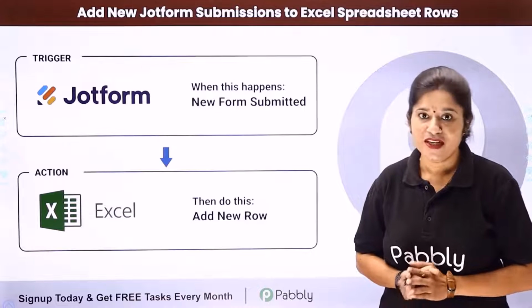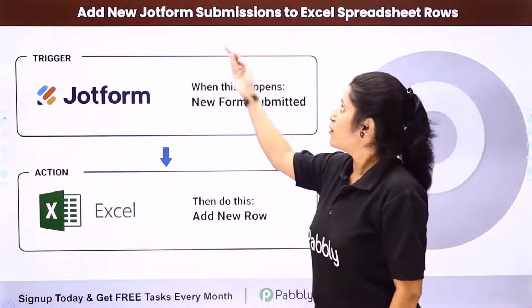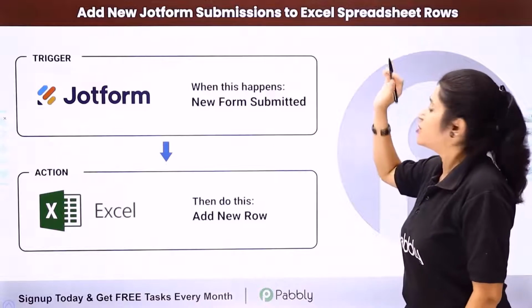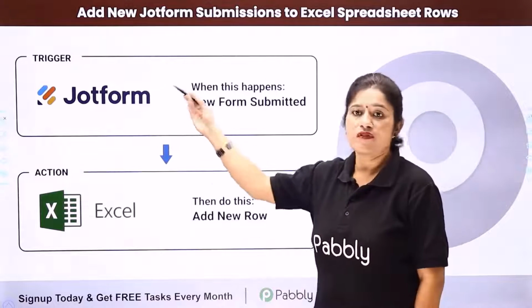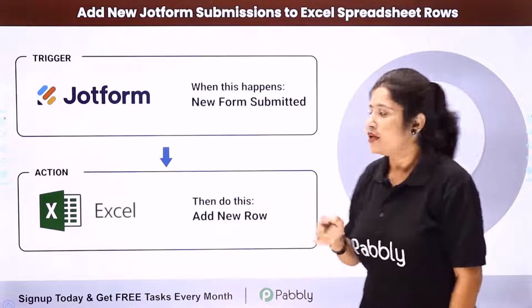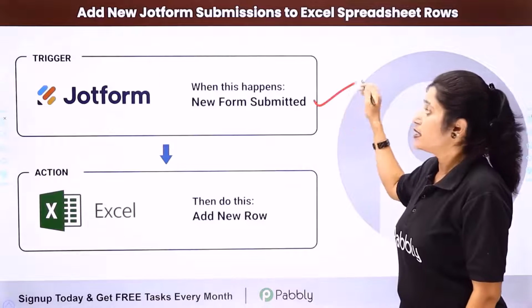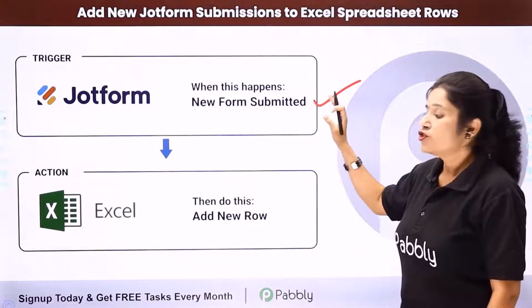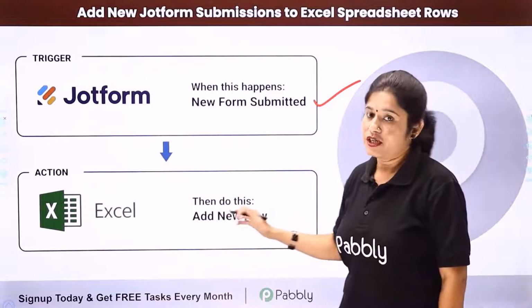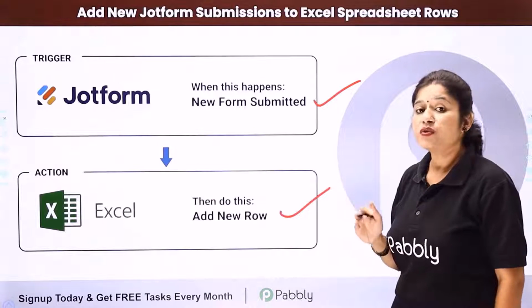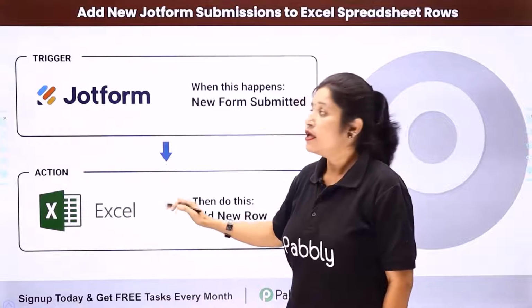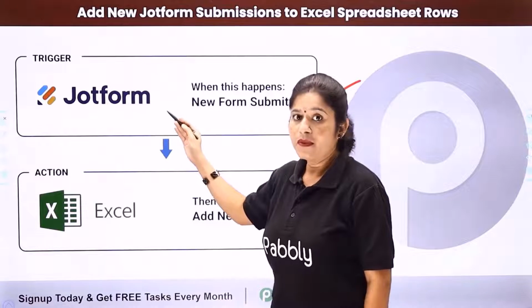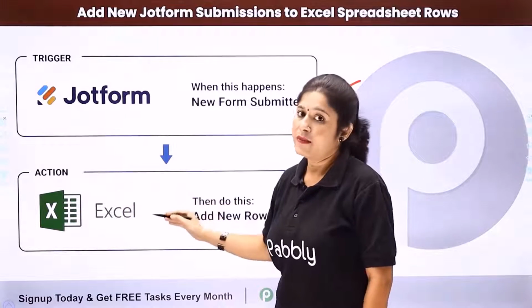In this video, we are going to learn how you can add new Jotform submissions to Excel spreadsheet row. So the idea here is that you have created a form using your Jotform account. Now you want that whenever the form is submitted, automatically the details of the form submission should be added to your Excel spreadsheet as a new row. For that, you need to integrate your Jotform account with Microsoft Excel. So here your trigger application would be Jotform and your action application would be MS Excel.